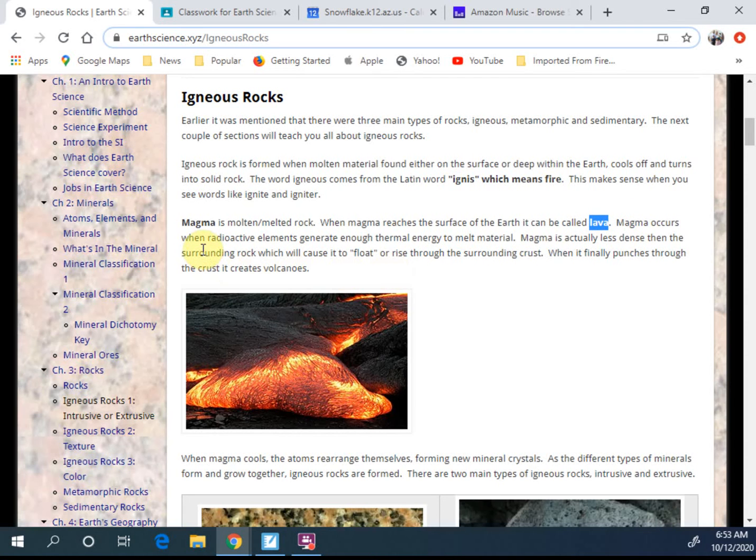So magma occurs when radioactive elements generate enough thermal energy to melt material, and that is deep into the crust. That's where we get most of our, outside of residual heat, that's where we get all of our molten rock, in the mantle. Magma is less dense than the surrounding rock. What do you think that will cause it to do? Float or rise. Okay? To the surrounding crust. And when it punches through, it becomes volcanoes.